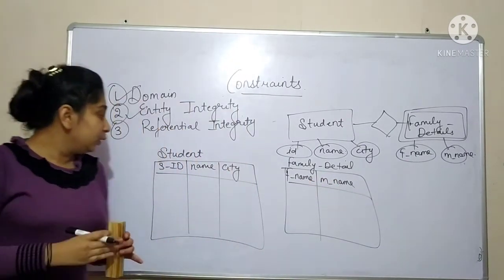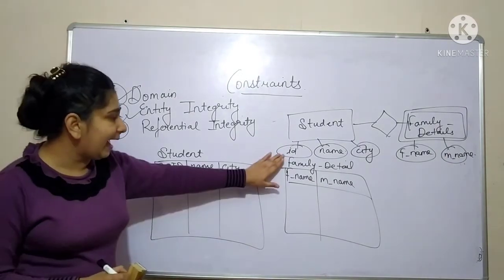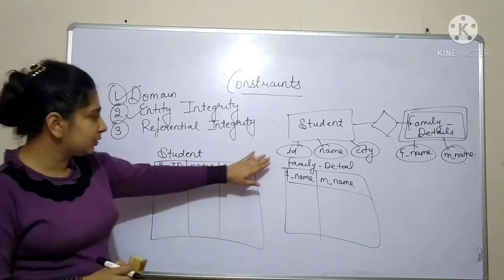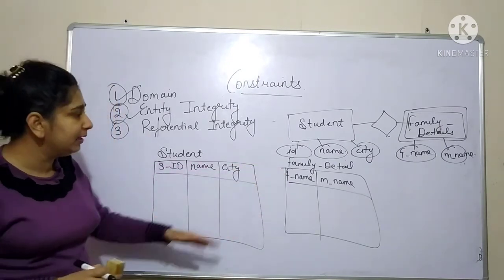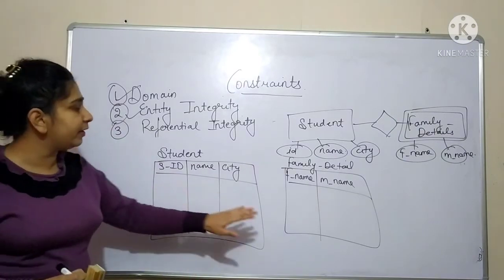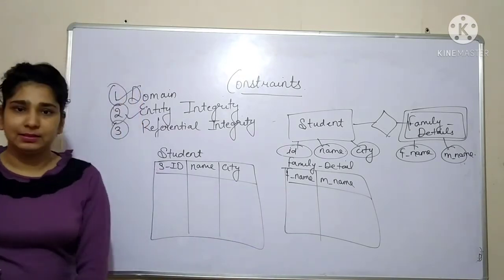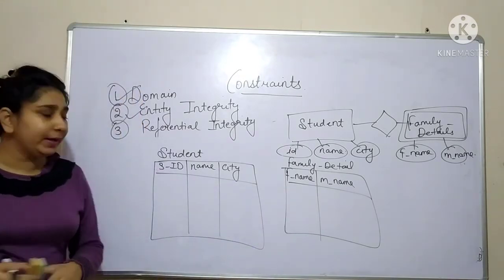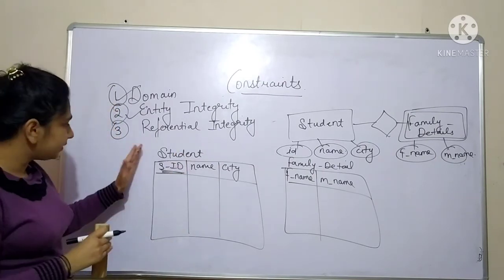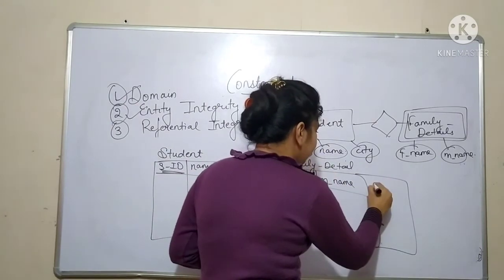I already told you that this is a weak entity. In the last videos when we were discussing the ER model, we understood the difference between strong and weak entity. So this is a weak entity. So what you will be doing? You will be using the primary key attribute of this student table as a common attribute in this table.